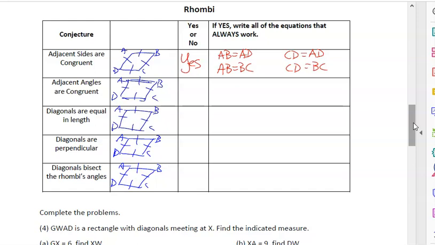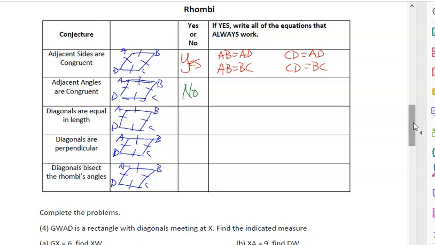Adjacent angles, are they congruent? And the answer here is no. Not all the adjacent angles are the same measurement. Actually, the opposite angles are equal in a rhombus, but the adjacents are not. Keep in mind that for a rectangle, this answer was yes.